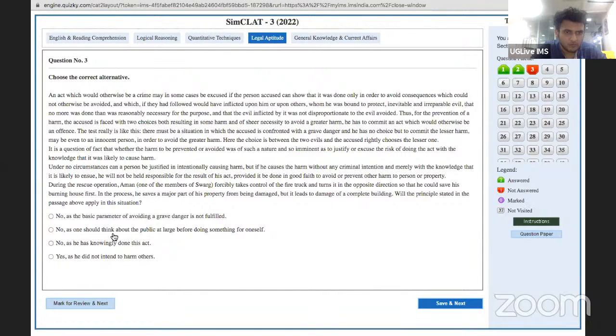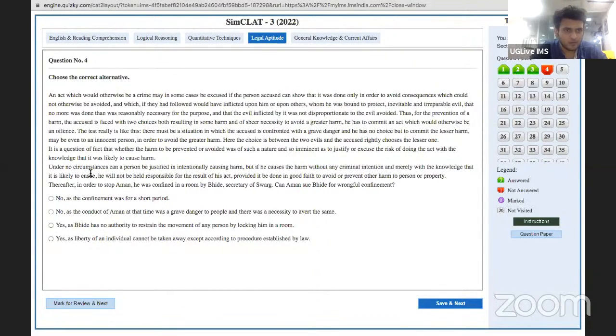One thing should necessity का ये देखो, prevent or avoid such a nature so imminent to justify excuse the risk of doing the act, ठीक है, chooses the lesser one, ठीक है. So here she has not chosen the lesser one. So what do you think should be the answer, guys? Here of course necessity is not justified. Basic parameter is not fulfilled, right?